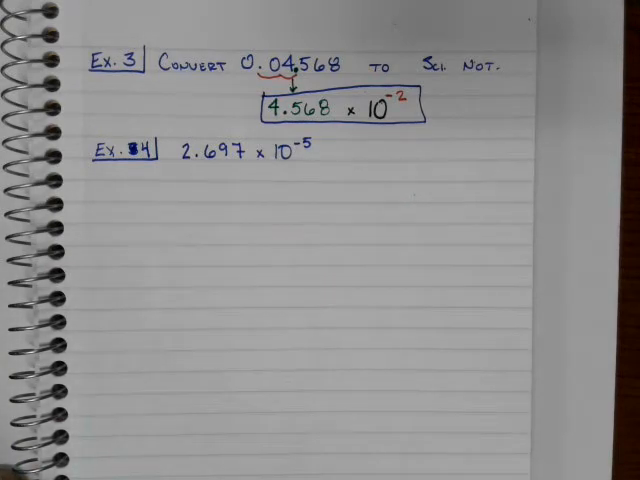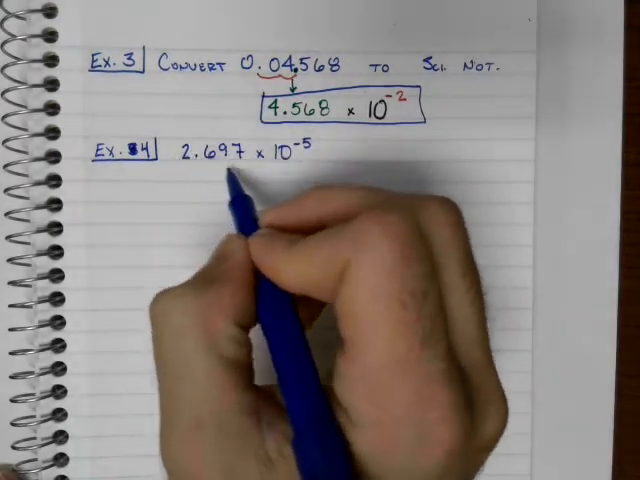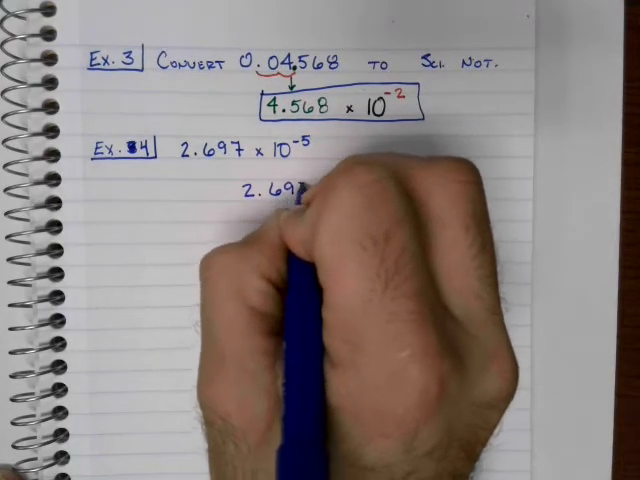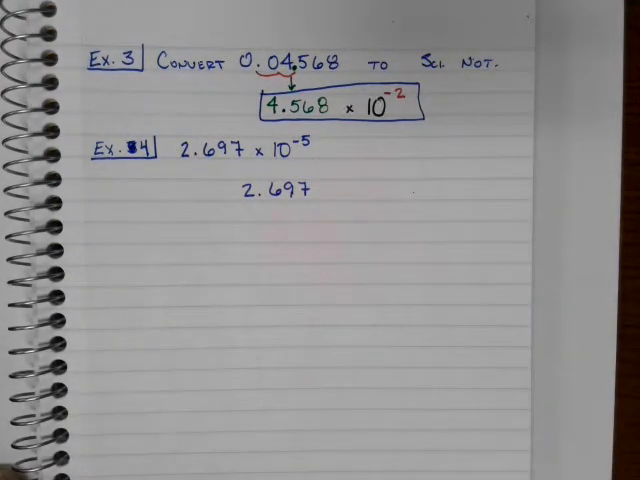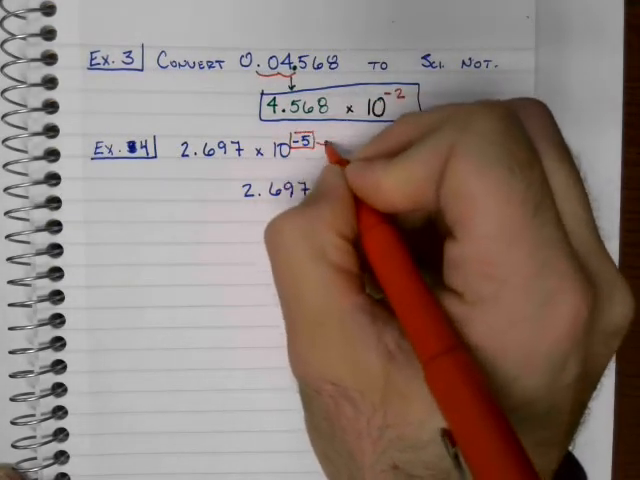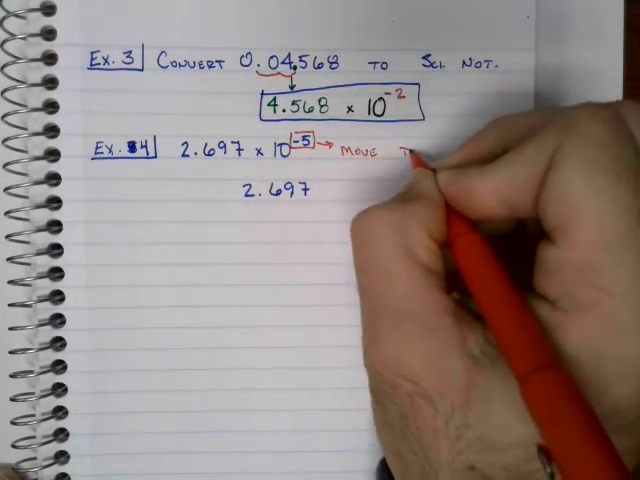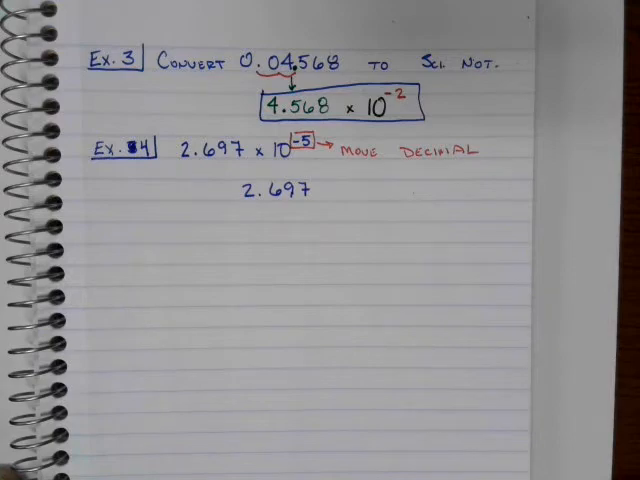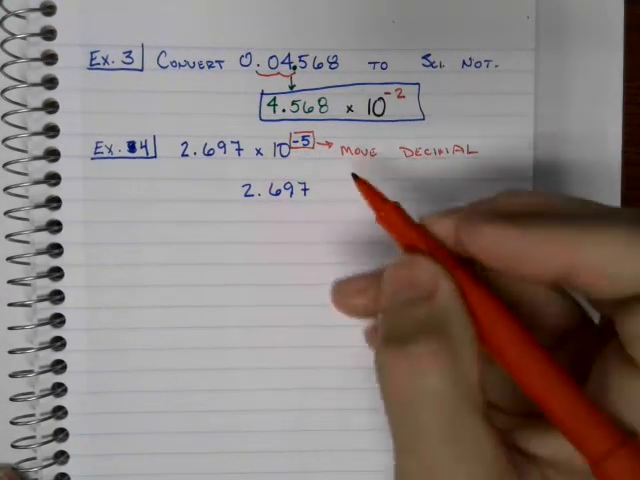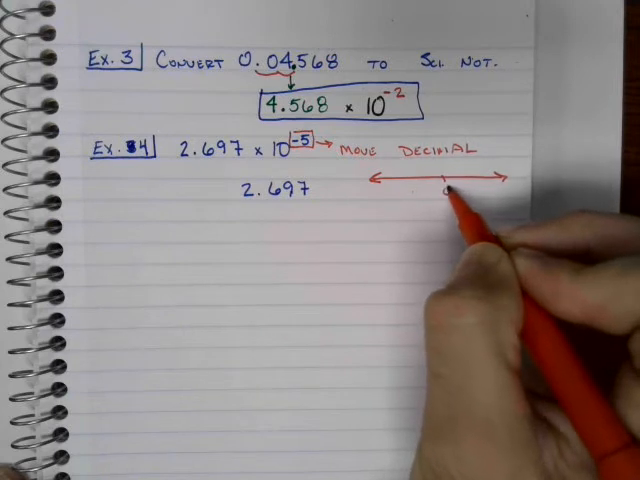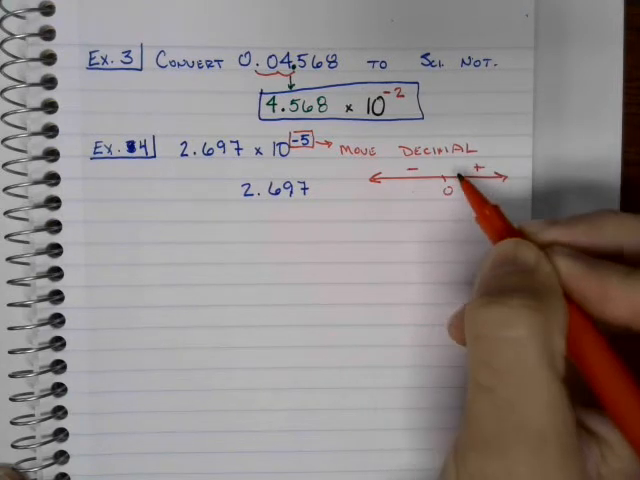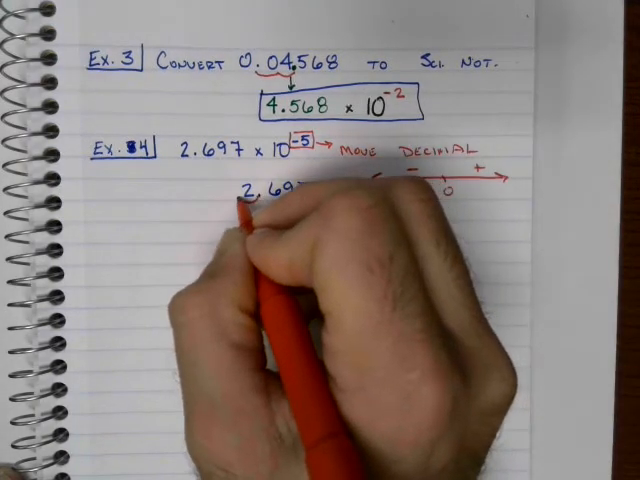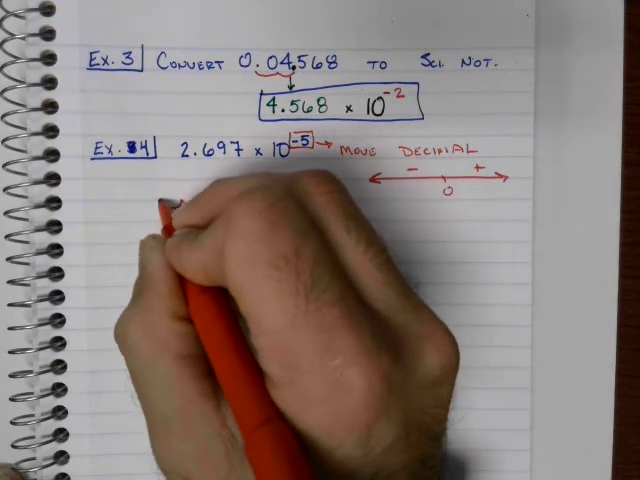So let's take my number. This number is already just like this. So we have 2.697. And I'm going to now look at my exponent, and we're going to move our decimal. The question is, which direction? It's a negative. Think of your number line. Right is positive, left is negative. This tells me to move that decimal to the left. So I'm going to move it to the left 5 places: 1, 2, 3, 4, 5. This is my new decimal.